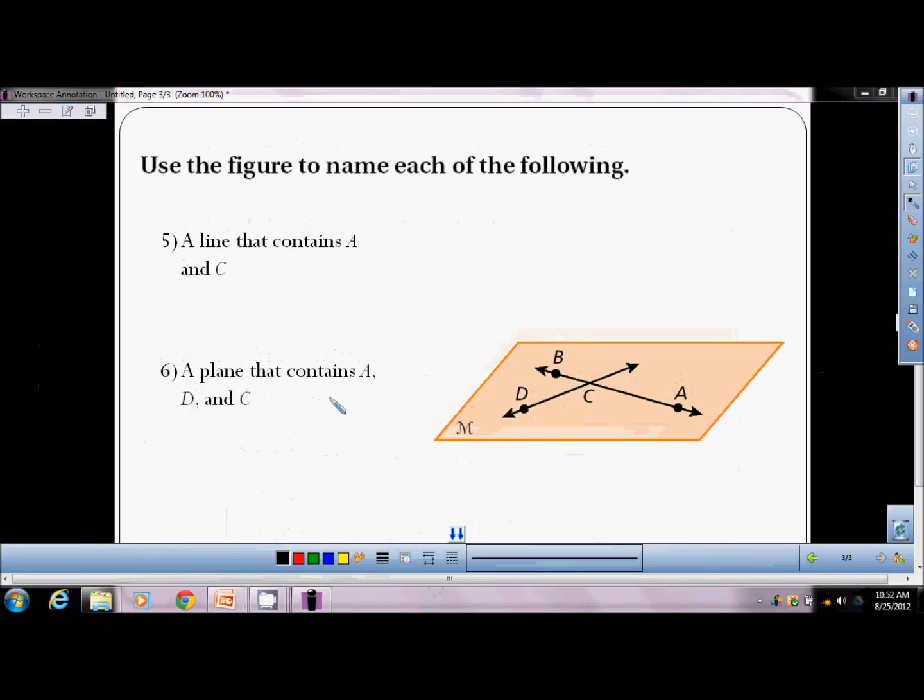Okay, number 5, it says use the figure to name each of the following. A line that contains A and C. So we need to name a line that contains points A and point C. Remember, this creates a point here. Well, we've got 3 points, and to name a line, I only need 2 of them. And I'm just going to go ahead and call it line BC. For number 6, a plane that contains points A, D, and C. This plane right here contains points A, D, and C. So it's plane M.